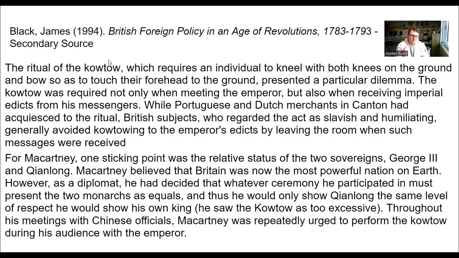For Macartney, one sticking point was the relative status of the two sovereigns, George III and Qianlong. Macartney believed that Britain was now the most powerful nation on earth. However, as a diplomat, he had decided that whatever ceremony he participated in must present the two monarchs as equals. And thus he would only show Qianlong the same level of respect he would show his own king. He saw the kowtow as too excessive. Throughout his meetings with Chinese officials, Macartney was repeatedly urged to perform the kowtow during his audience with the emperor. And I read this and it goes on, and he actually will just do a curtsy like they would do in England, and he refuses to do the kowtow.